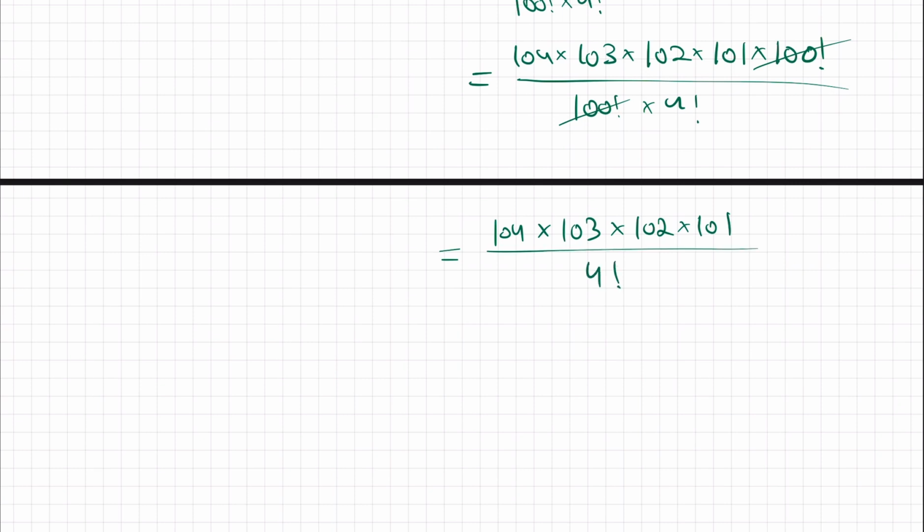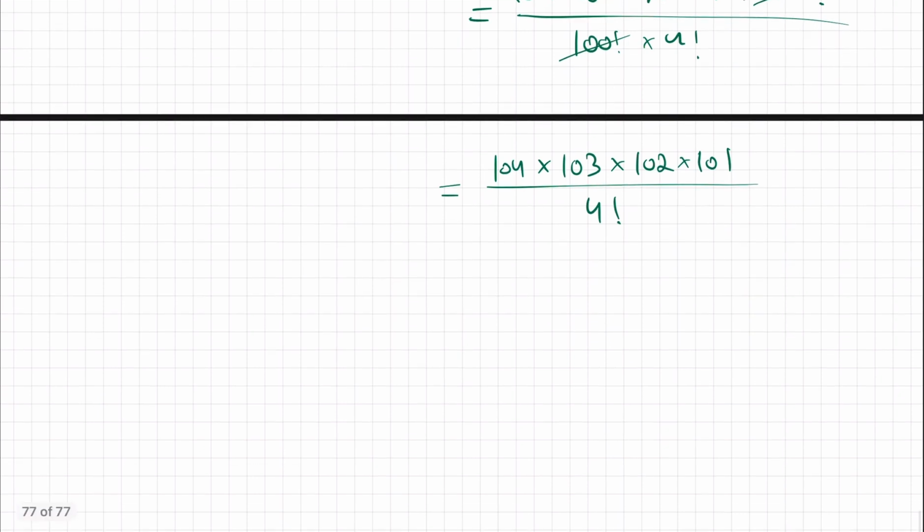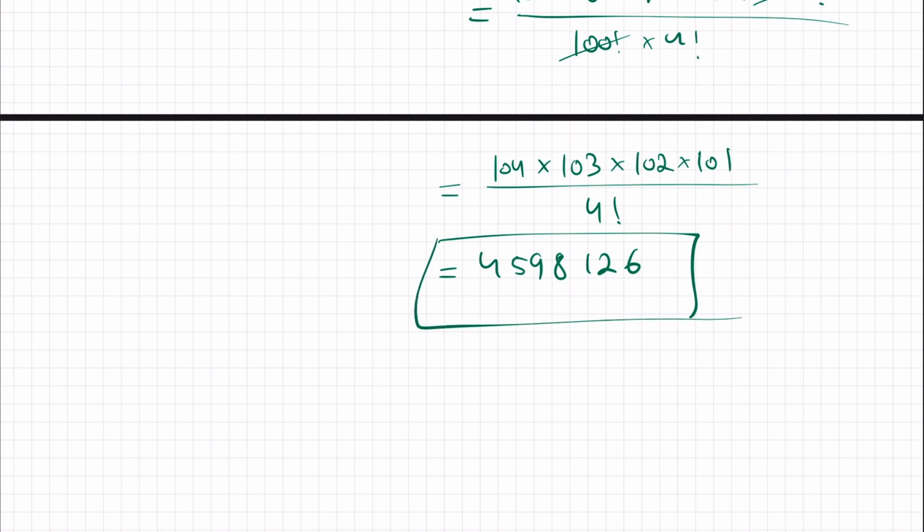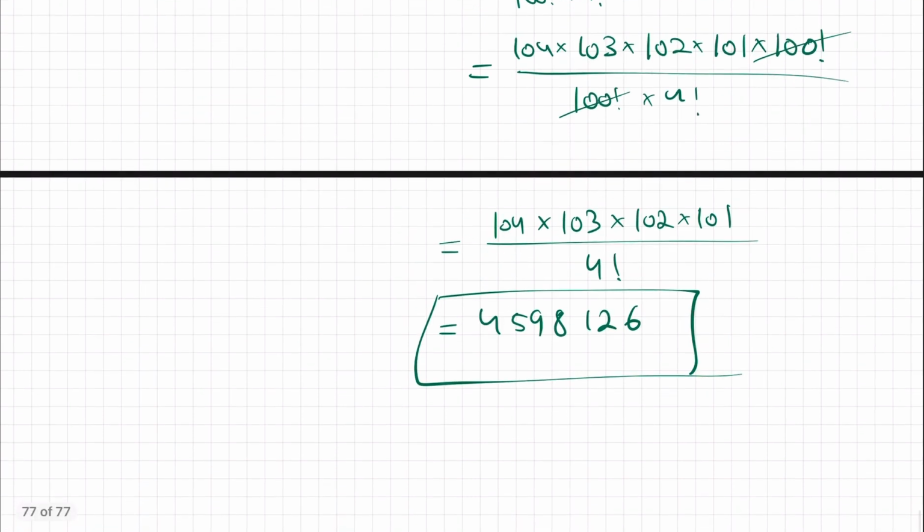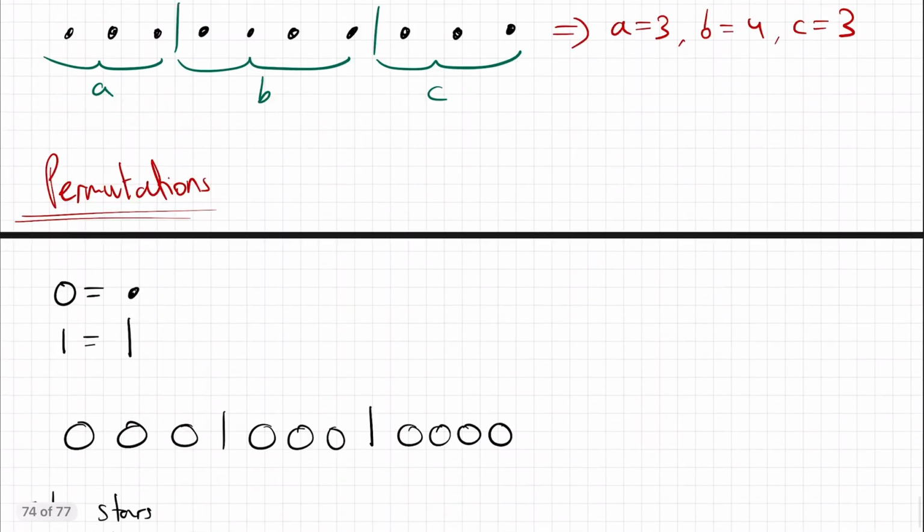And this is actually something which we can work out. I'll just type it into my calculator right now. 104 times 103 times 102 times 101 over 4 factorial. And that comes out to 4598126. So there's our answer. This is about 4.6 million different ways of solving this equation.